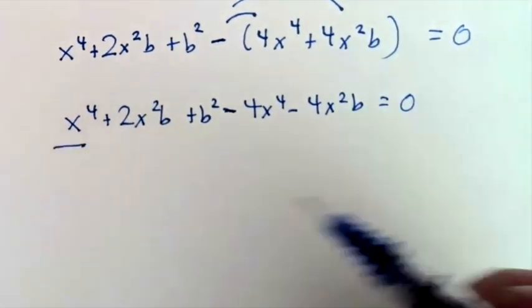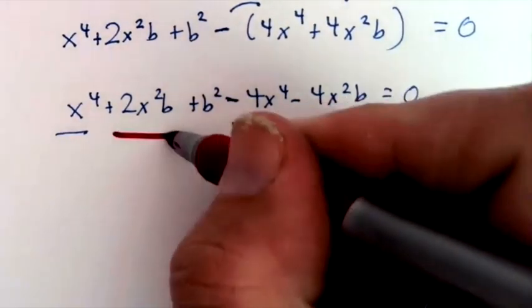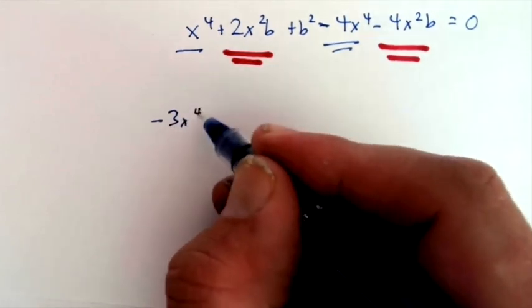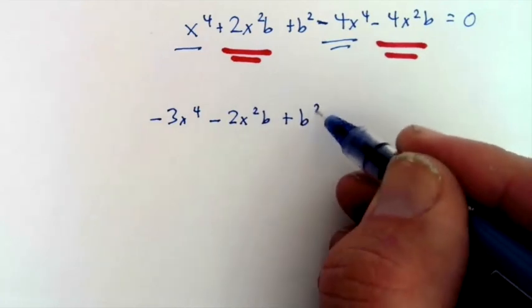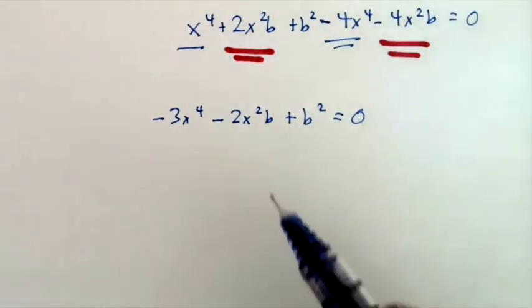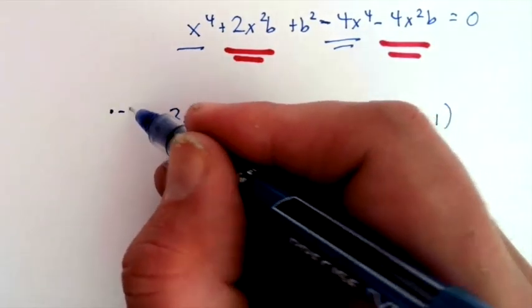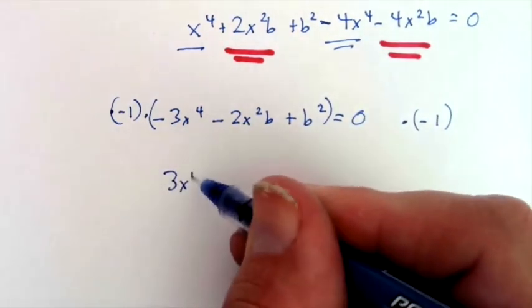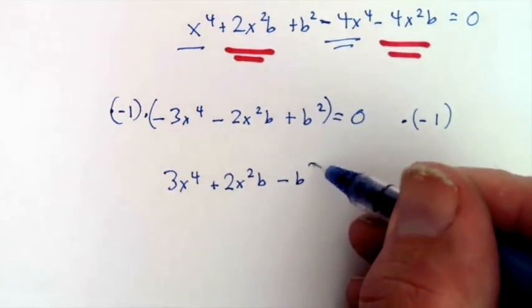And I can combine like terms. So I have an x to the fourth and a minus 4x to the fourth, and I have a 2x squared b and a minus 4x squared b. And now I have negative 3x to the fourth minus 2x squared b plus b squared is equal to 0. And I would like to multiply both sides by negative 1 because I like to have a positive leading term here. So negative 1 times everything becomes 3x to the fourth plus 2x squared b minus b squared is equal to 0.